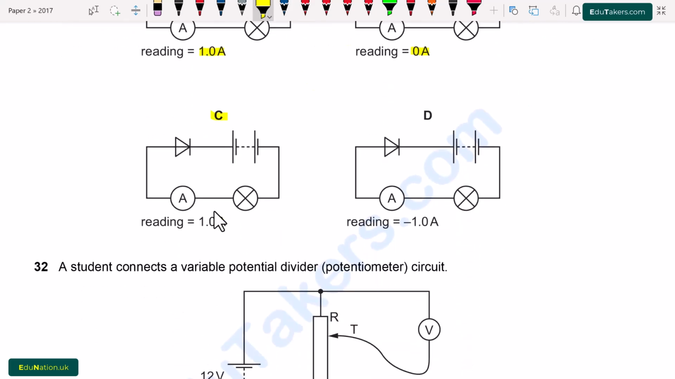Here is option C. Here we can see that this is the N side and this is positive. So positive is connected with the N. There will be reverse biasing, so there will be no current passing through the circuit. But here it is shown that the reading is 1.0 ampere. So this is incorrect. In option D, we can see again, this is the N side and this is positive. There is reverse biasing, but the reading is minus 1.0 ampere. The value of the current can never be negative, so this is also incorrect.